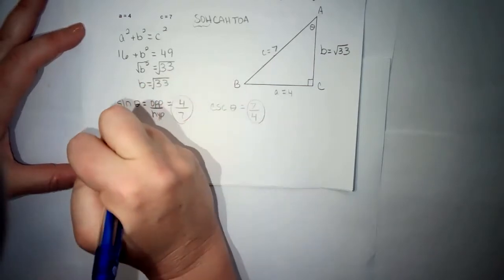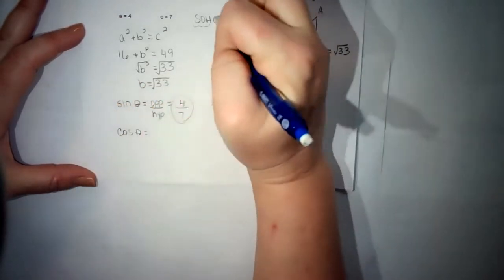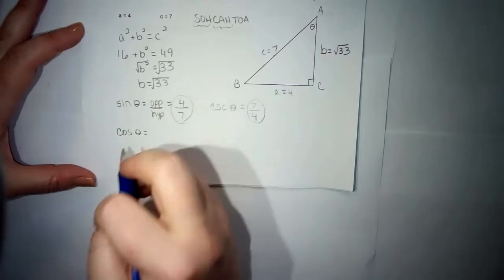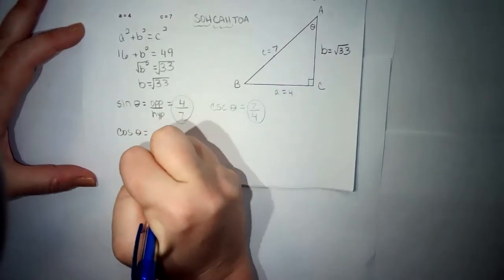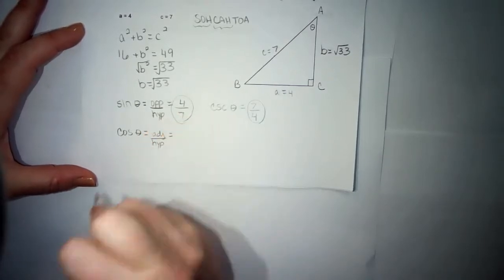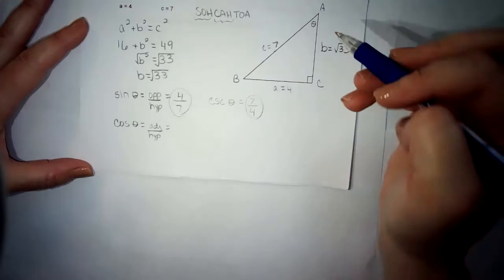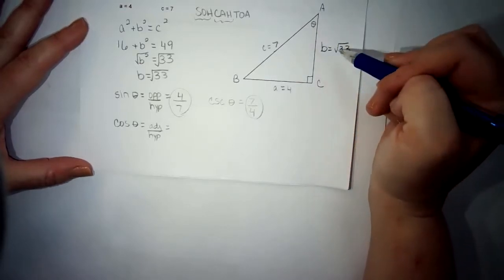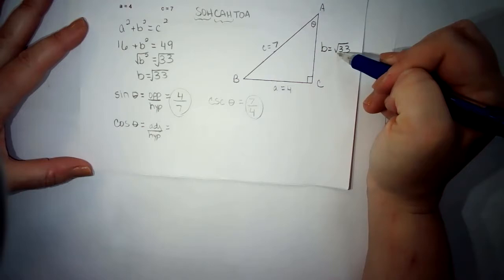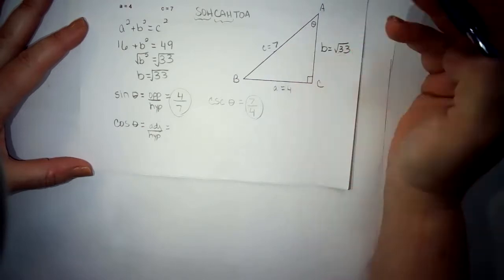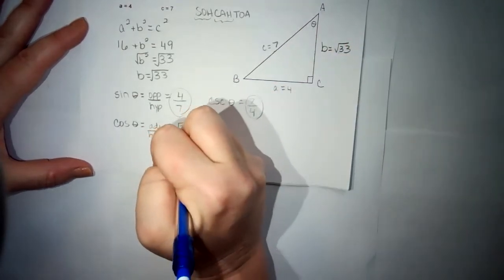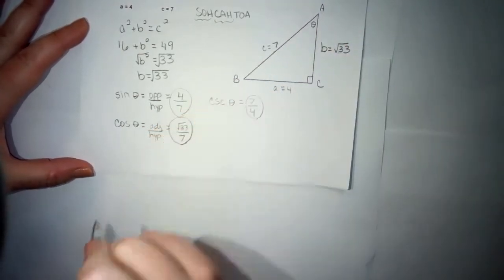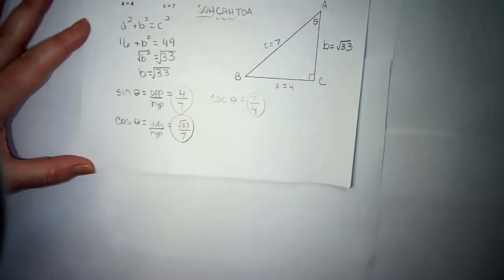Just kind of knock out the reciprocals while you're working there. Okay, all right, let's go on to cosine theta. He's the next 3 letters. He's going to be adjacent over hypotenuse. Okay, all right, so I'm sitting here on theta. So my adjacent is going to be root of 33. My hypotenuse is 7. I don't have to rationalize him because the root's in the top.